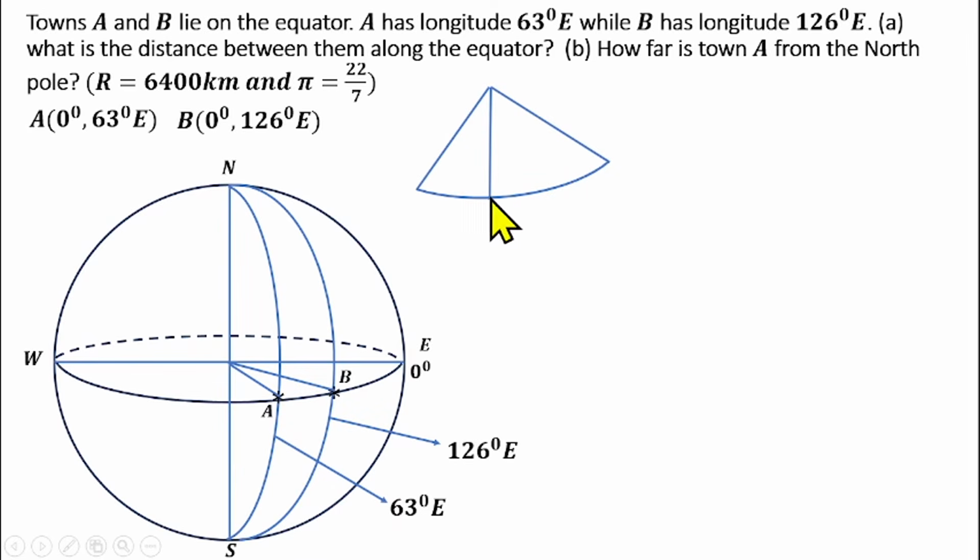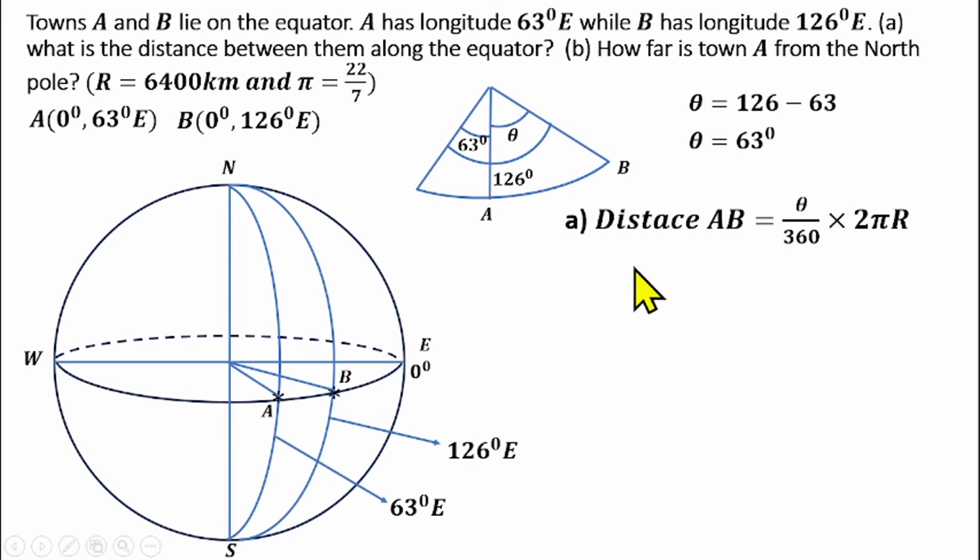So we have point A here and point B here, and we have to find the angular distance between them, which is the angle between A and B. Before we can do that, we need the angle from the origin to point A. What is that angle? That should be the longitude, which is 63 degrees. And from the origin to point B, the angle is 126 degrees. Our aim is to find the angular distance between point A and point B. That will be theta. So theta will be 126 minus 63, and that gives us 63 degrees.